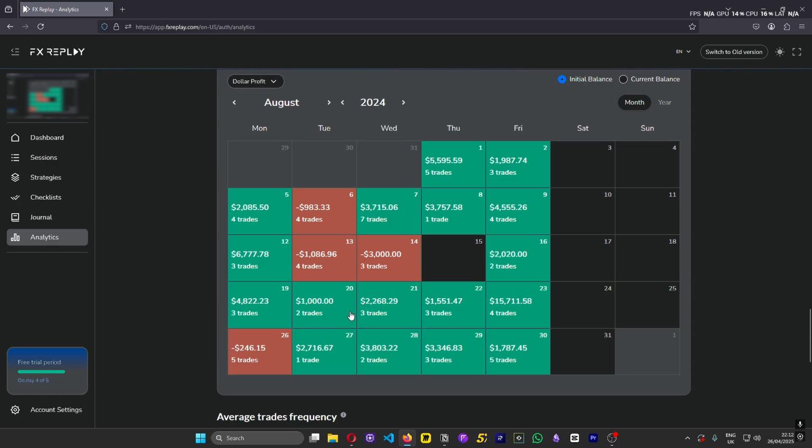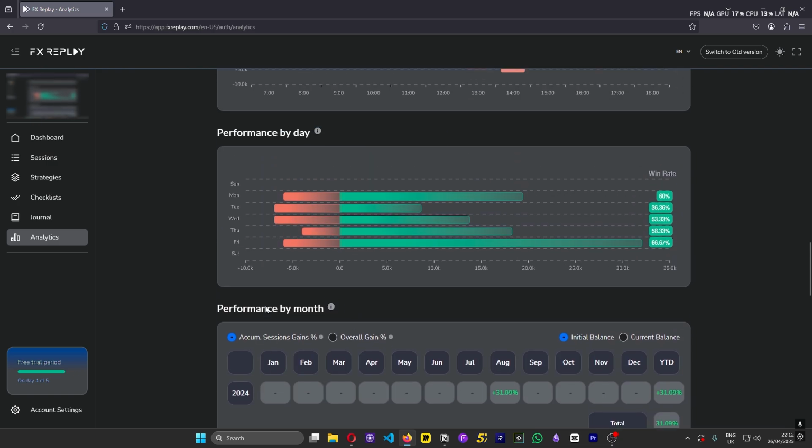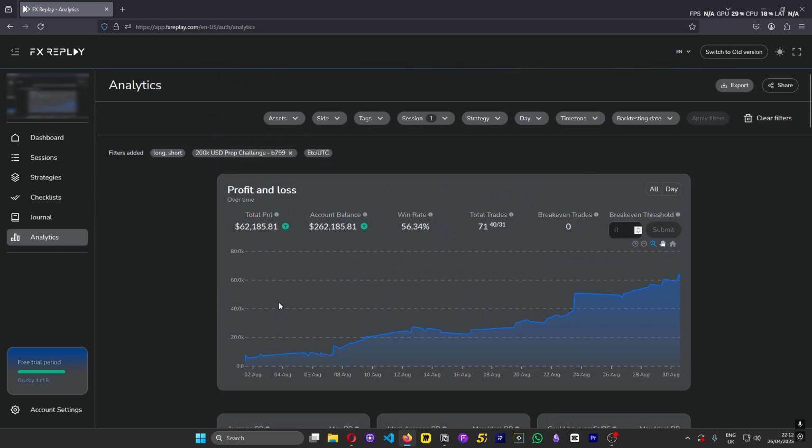We had 1, 2, 3, 4 unprofitable days. Wow. What a back test. Look at this card. That is absolutely gorgeous, bro. Look at that. Oof, that's beautiful.